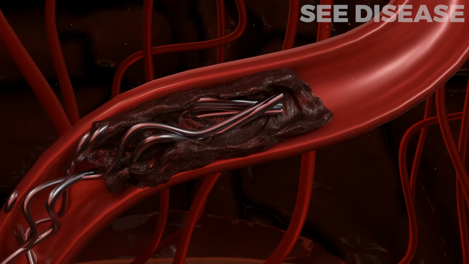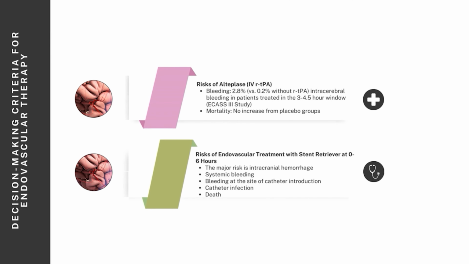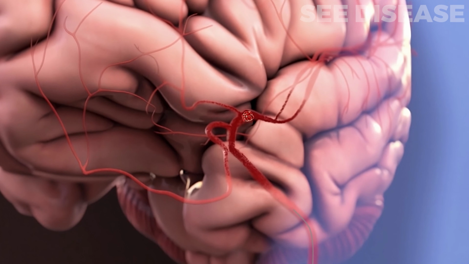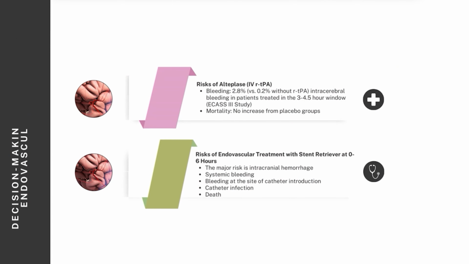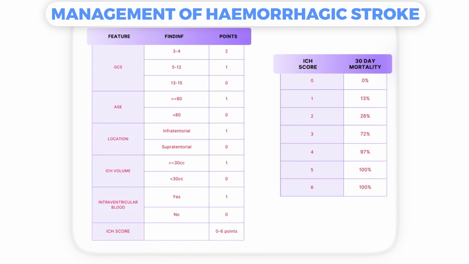So that's about that. And again, don't forget that there is a risk of hemorrhage when you cross all the way up. Sometimes there is a puncture of the artery where you are manipulating, and it may end up in hemorrhage. And acute hemorrhagic stroke is another variety than the ischemic variety, and you have to assess them carefully according to Glasgow Coma Scale, age, location, intracranial hemorrhage volume, intraventricular bleed, and ICH score.